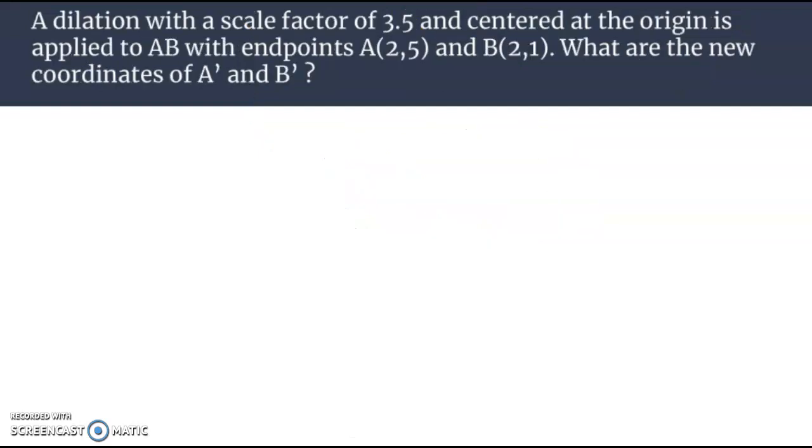Let's look at the next one here. It says a dilation with a scale factor of 3.5 centered at the origin is applied to AB with endpoints A (2, 5) and B (2, 1). What are the new coordinates of A prime and B prime? All right, so again, take this dilation and multiply it to each of the coordinates in A and B, and that's going to give us the new values for what we're going to call the new points, A prime and B prime.